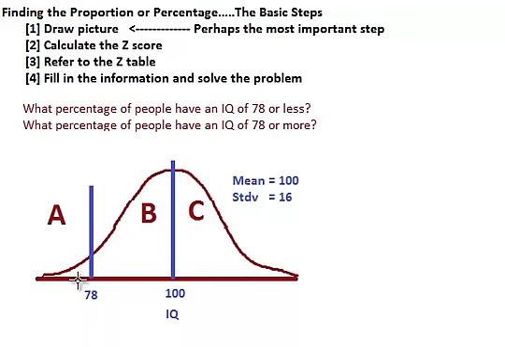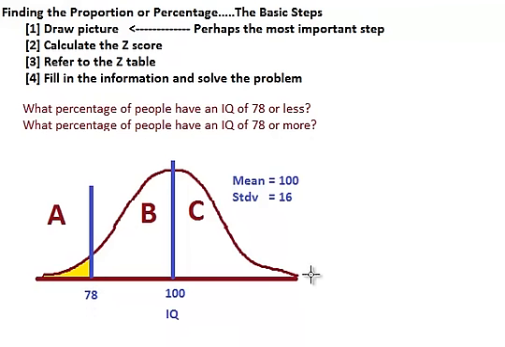The very last step is fill in the area of the distribution that you're interested in. So we're interested in what percentage of people have an IQ of 78 or less. We're going to fill in this area right here. That tells us what we're going to focus on. And now we're good to go. Okay, so step number one, draw a picture. We've accomplished. We know that we're interested in people who have an IQ of 78 or less.